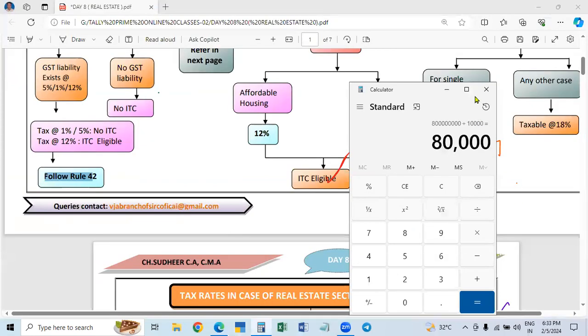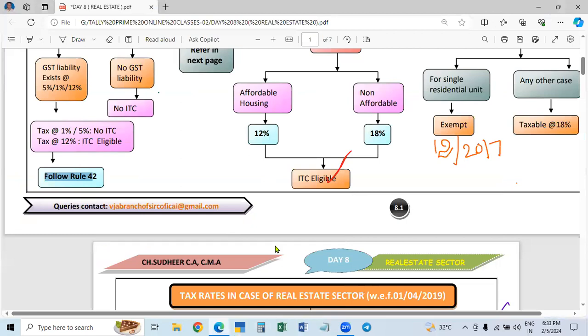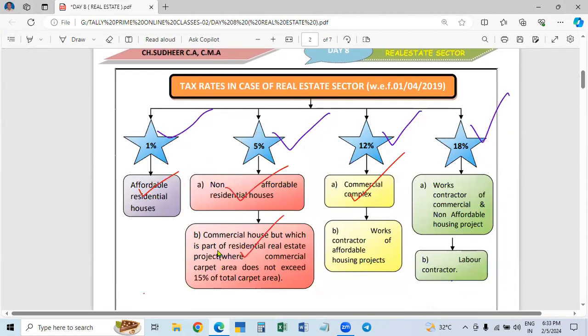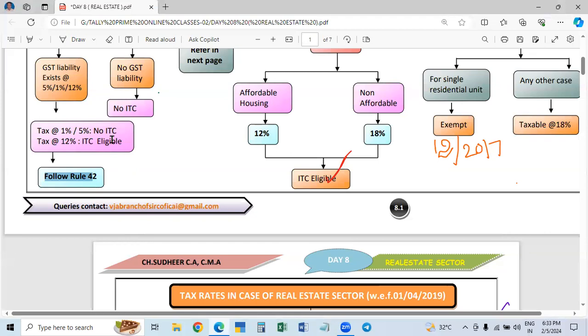the total and then reverse the ITC relating to the residential area. How is it calculated? Total ITC into the carpet area of the residential area divided by the total carpet area. Then you will get that. In that case, we can claim the part of the ITC related to the commercial area by calculating as per rule 42. So this is about this.